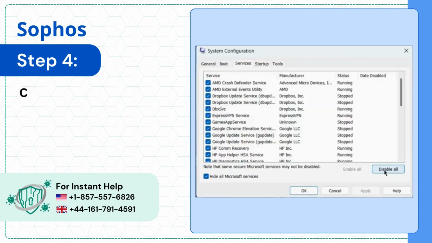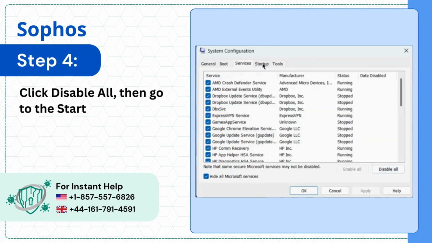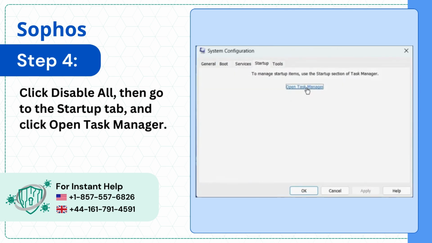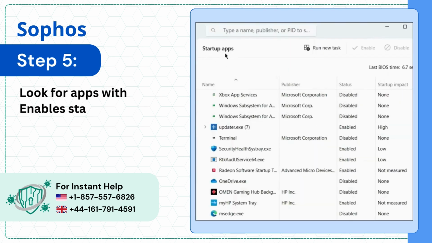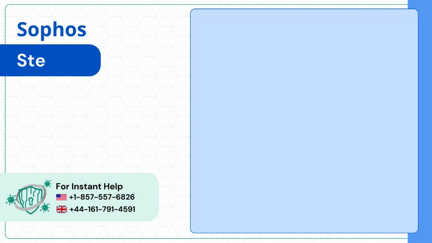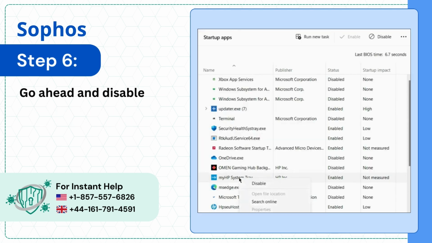Step 4. Click Disable all, then go to the Startup tab and click Open Task Manager. Step 5. Look for apps with Enabled status, right-click on it and select Disable. Step 6. Go ahead and disable all the enabled startup programs.